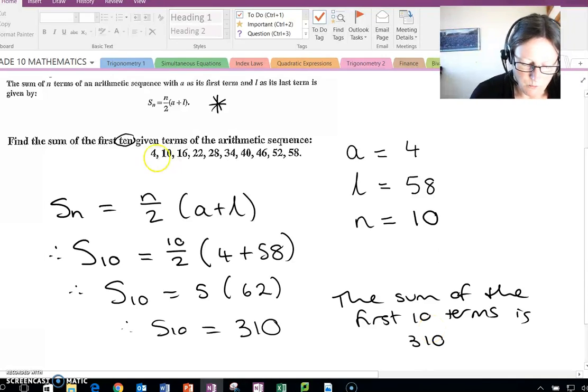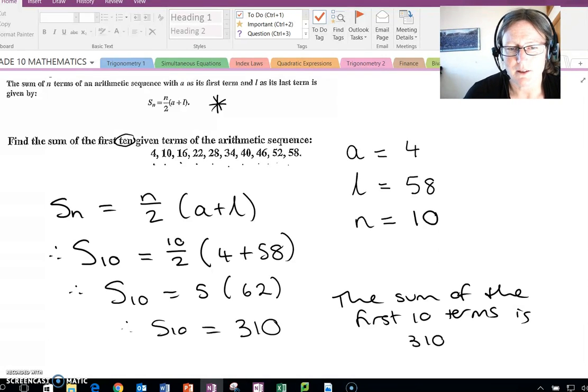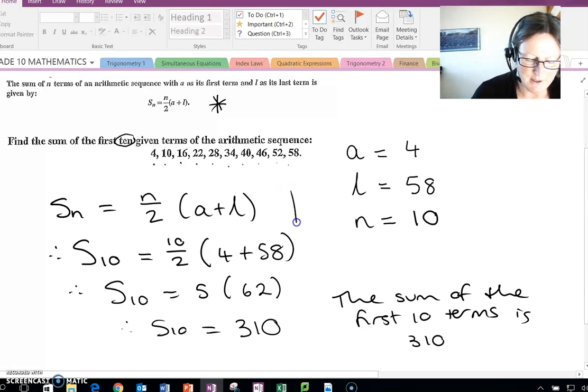Now we could check that. 1, 2, 3, 4, 5, 6, 7, 8, 9, 10. We could put into our calculator 4 plus 10 plus 16 plus 22 plus 28 plus 34 plus 40, 46, 52, 58. Add them all together and we would get 310. Now in this case there's only 10 terms, so you could do it that way. But imagine if it said what's the sum of the first 50 terms. You're very unlikely to want to be putting 50 terms into your calculator, hence much easier to use this rule.